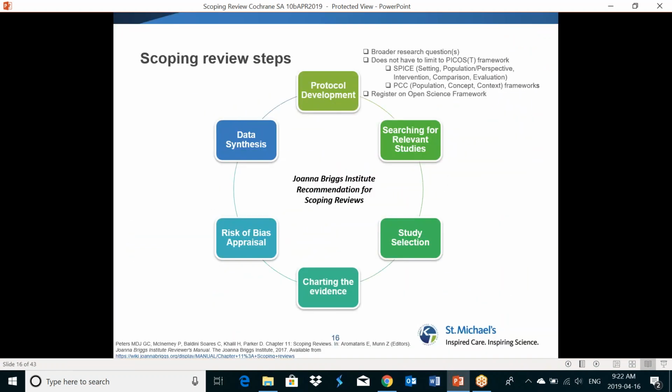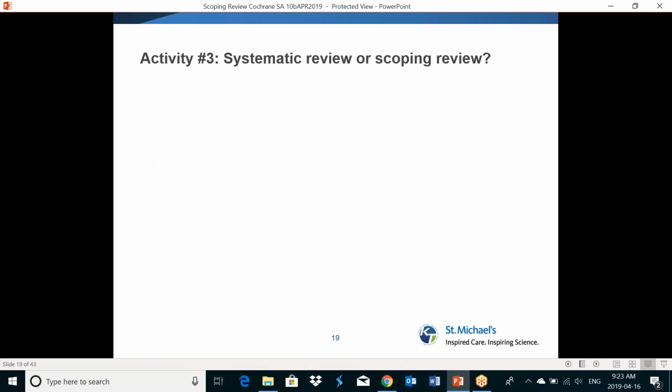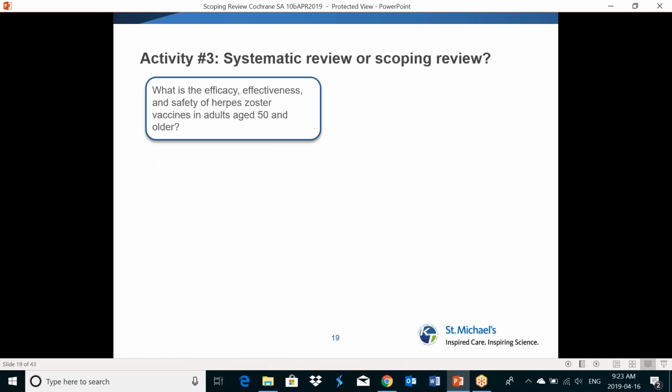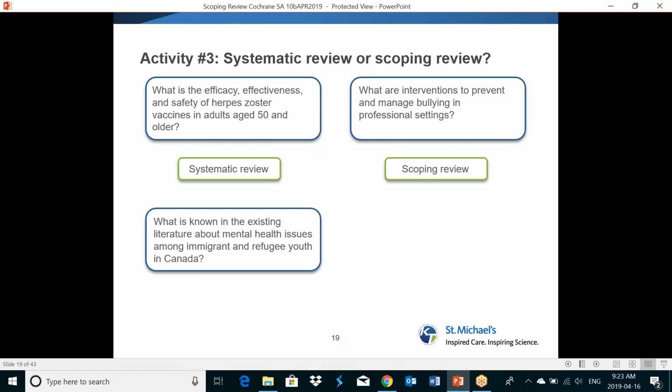Okay, so where I'm at now, I was just going to do a quick check-in. If I was asking what is the efficacy, effectiveness, and safety of herpes zoster vaccines in adults aged 50 and older? So when you're thinking about, is this a scoping review or a systematic review? It's a very, very specific study question. So it's going to be a systematic review. However, if I'm thinking about what are all the interventions that can ever be conducted to prevent and manage bullying in professional settings, this is going to be a scoping review because it's just a much broader research question.